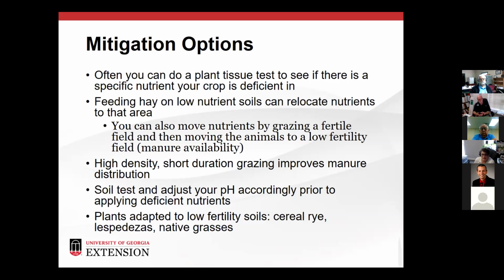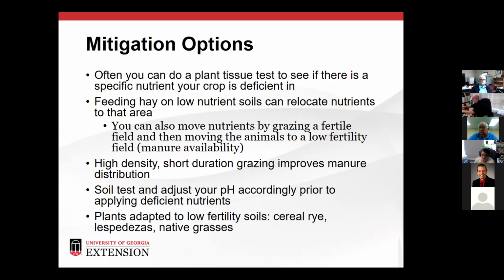Short duration grazing with high density, which basically means higher stocking rates, will improve the manure distribution. So basically a smaller paddock for a shorter period of time will spread that manure over the entire paddock versus in one favorite grazing area.